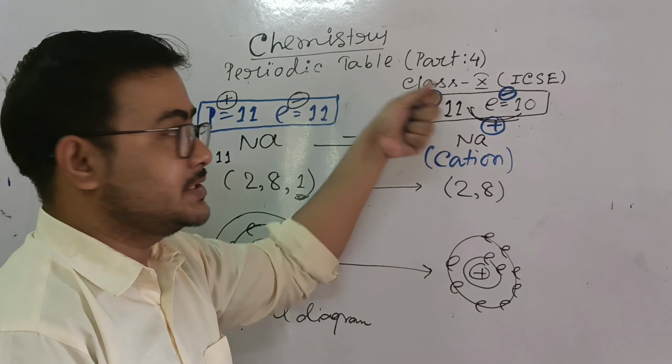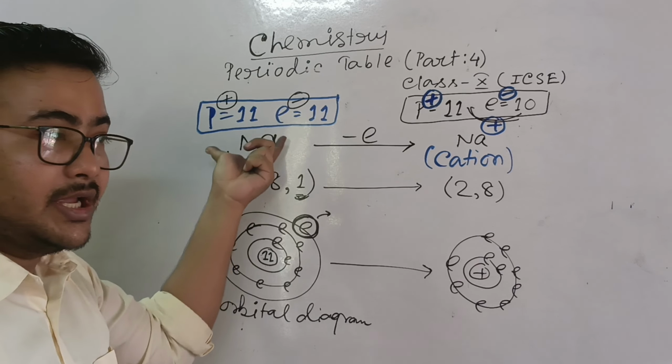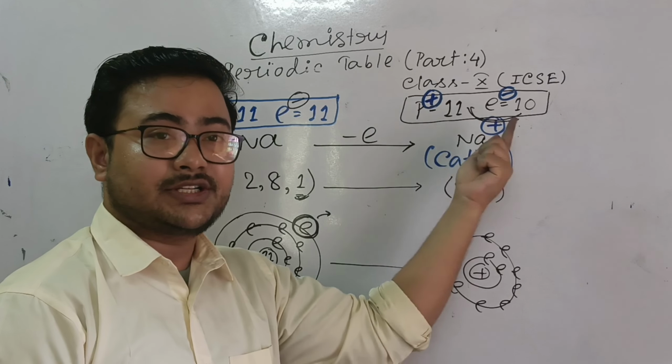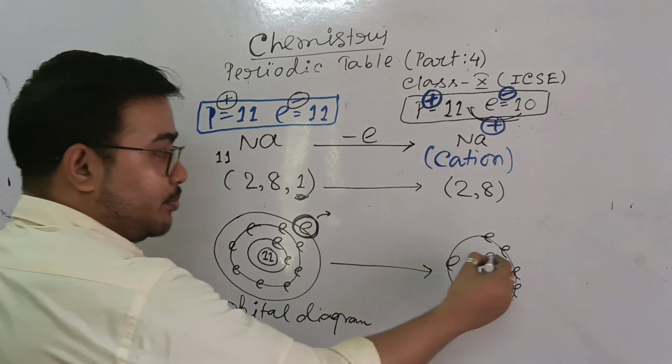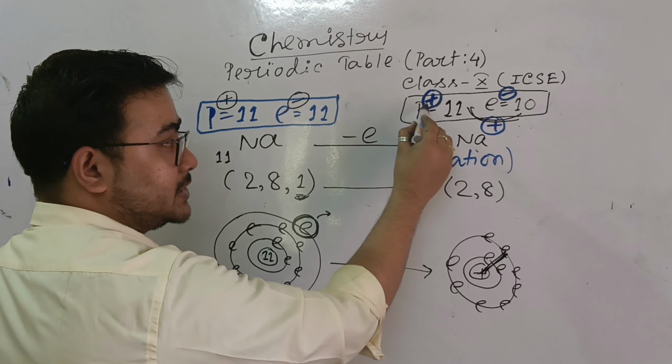So obviously they attract with more muscular force. But here 11% attracts another 11%, so they are neutralized. But here 11 attracts the 10, so here the attraction force is more. Since the attraction force is more, the nucleus, here nucleus means proton, attracts the electron with more force.